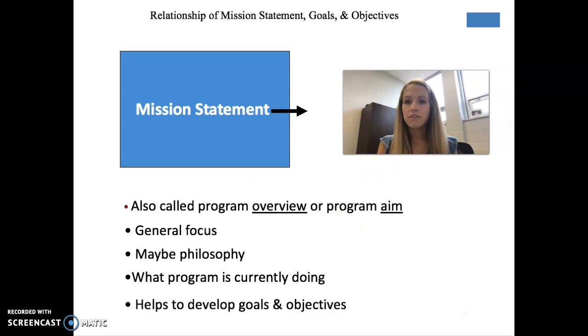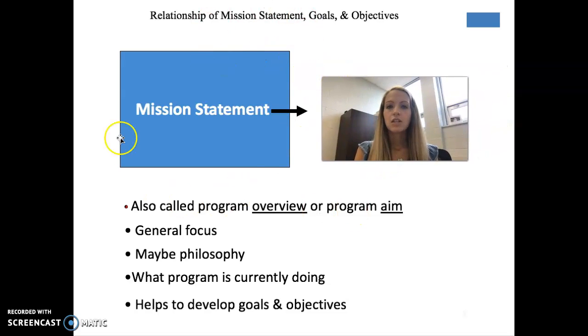All right, so we're going to dive a little deeper into each of these. Let's talk about that mission statement. Remember, this is that overall overview of our program or our program's aim. It has a general focus, and it may be more of a philosophy. It's kind of what the program is currently doing. What is it working towards? And this mission statement gives us a little bit of help in developing our goals and objectives.